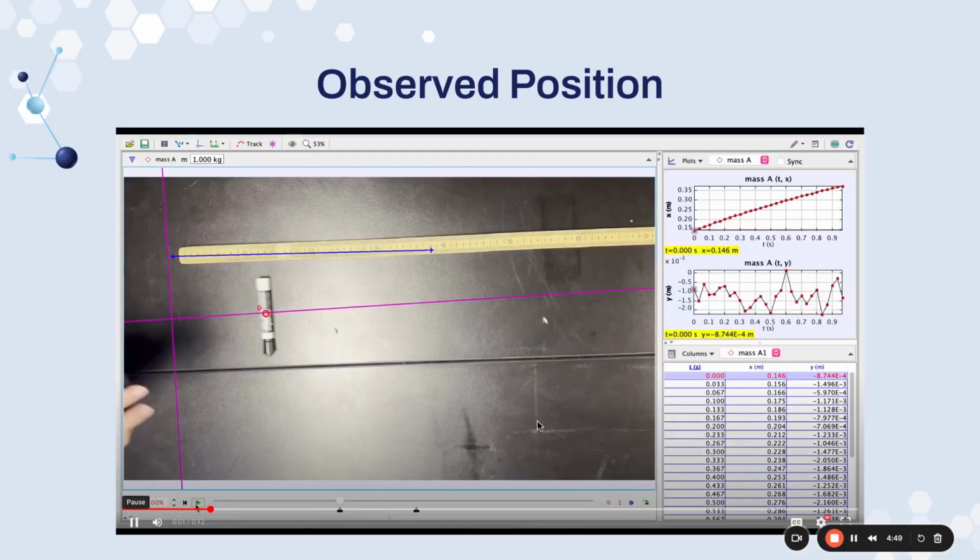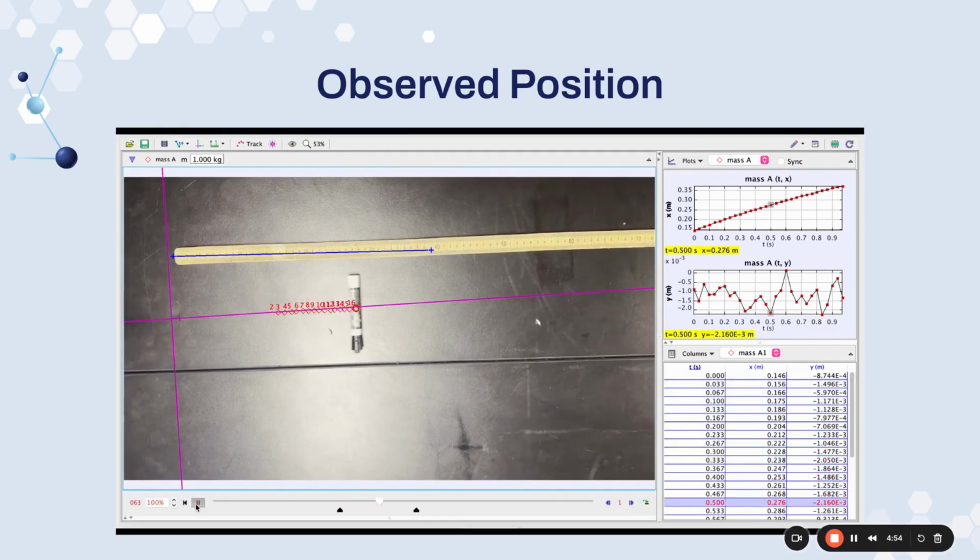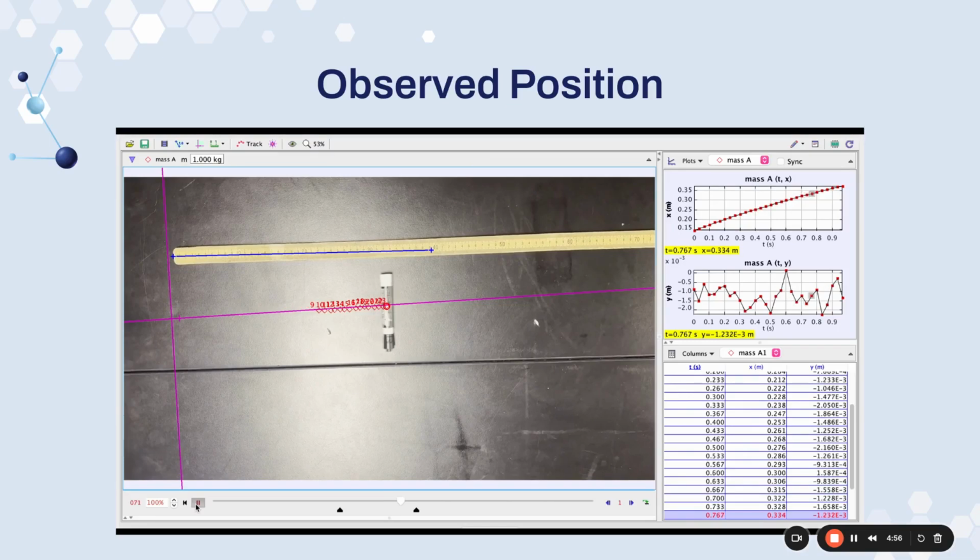This is a video of the observed position of the expo marker. And if you look to the right, you can see that the position versus time graph appears almost linear, but we will check its linearity with the computational model.